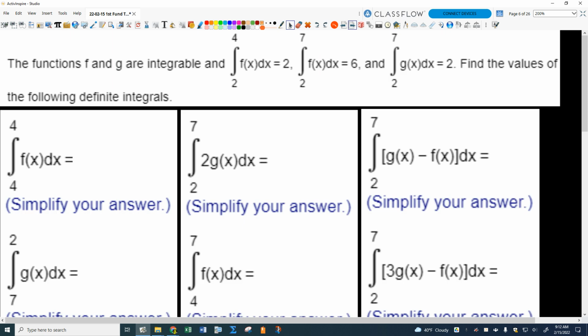Okay, let's practice a little bit. I'm giving you some areas here of two different functions, f of x and g of x. We know the integral of f of x from 2 to 4 is equal to 2. The integral of f of x from 2 to 7 is equal to 6. The integral of g of x from 2 to 7 is 2. So what about the first one there? What's that going to be? 0. Yeah. That's 0 because of the limits of integration, right?